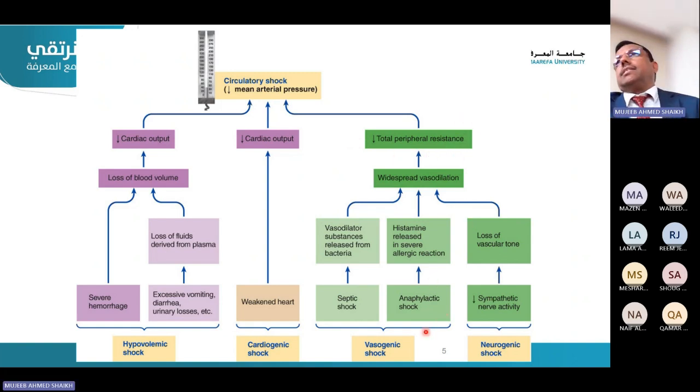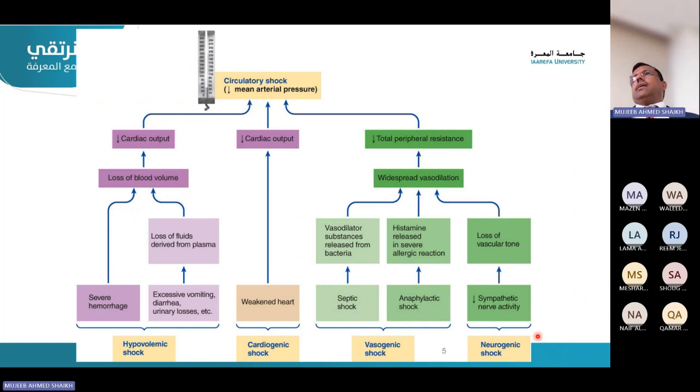Similarly, in anaphylaxis. Anaphylaxis is an allergic reaction, a type 1 hypersensitivity reaction, because of either some protein or the bite of an insect. This will lead to severe vasodilatation everywhere. Histamine is released, and the slow reactive substance of anaphylaxis is released. This will lead to widespread vasodilatation throughout the body, and the person's mean arterial pressure will be decreased because of decreased total peripheral resistance. Now, besides these two vasogenic types, the third one is neurogenic shock.